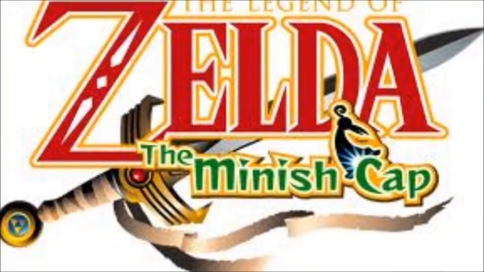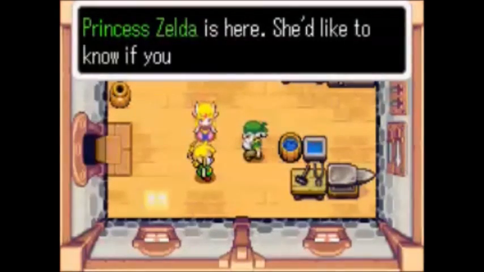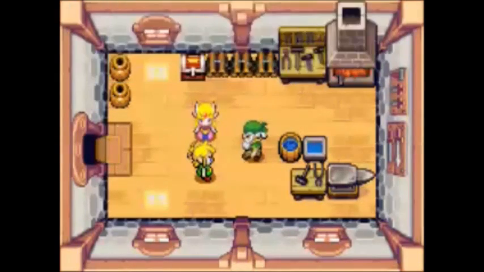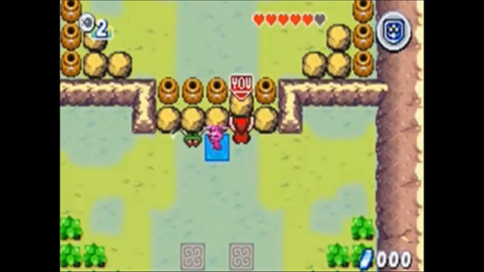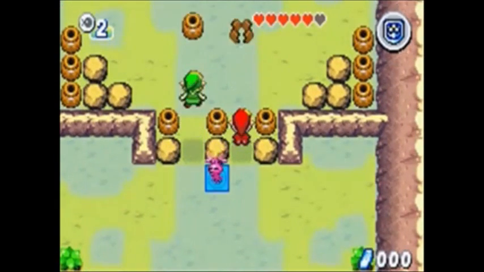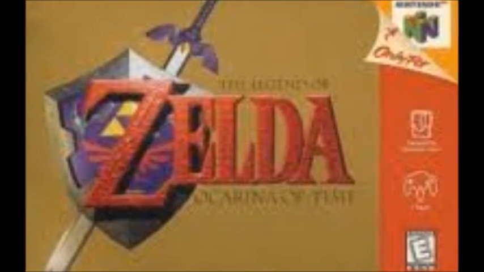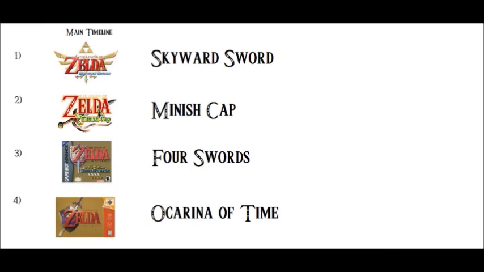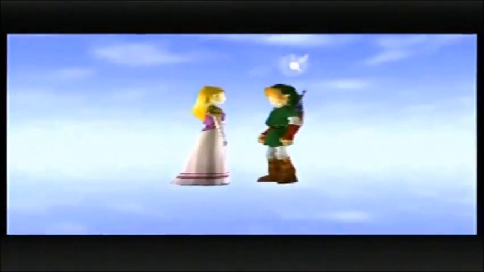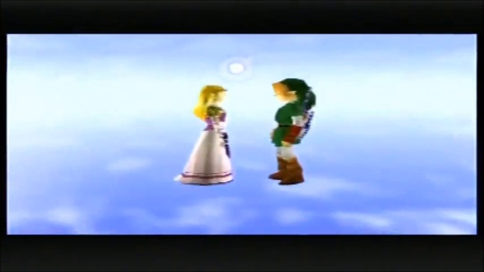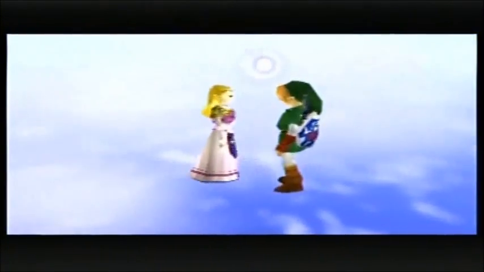The game is then followed by the Minish Cap, which came out for the Game Boy Advance, and 4 Swords, which was an add-on to the Link to the Past release for the Game Boy Advance. And this all leads us to Ocarina of Time, which came out for the Nintendo 64. These 4 games make up the main timeline of the series, and is the only direct, chronologically correct sequence of games in the timeline. Due to the ending of Ocarina of Time, the timeline has split into 3 possible separate scenarios.